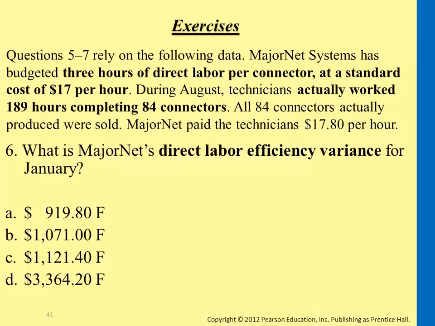Okay, this problem here, it tells you we budgeted 3 hours for each connector, and at the end, the total hours spent for these workers was 189 hours to complete these 84 connectors, right? But if we had 84 and using the budgeted rate, 3 hours, what would be the budgeted hours supposedly for these 84 connectors? 252. So we see that in reality they only spent 189 hours. Using the original rate, they should have spent 252 hours. So it's actually considered favorable to the business because they were more efficient in producing these products.